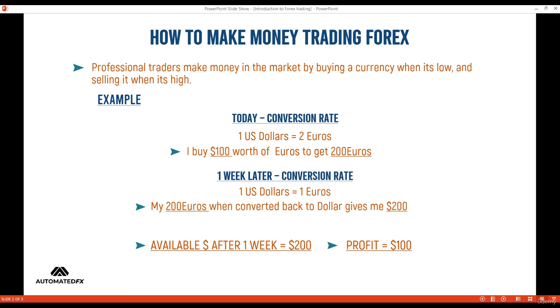And just see leverage as you being allowed to buy more than you can actually buy with your money, or you being allowed to trade more than your money can actually trade in the Forex market.